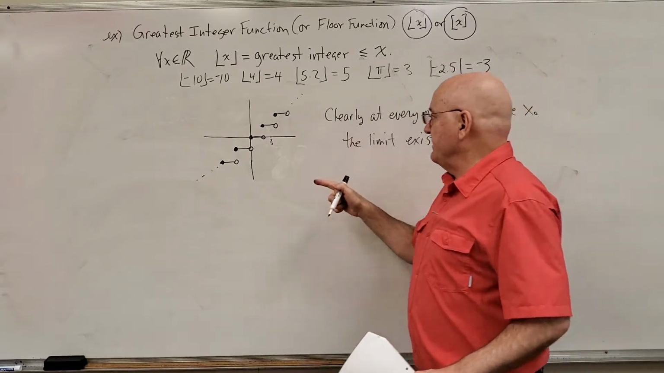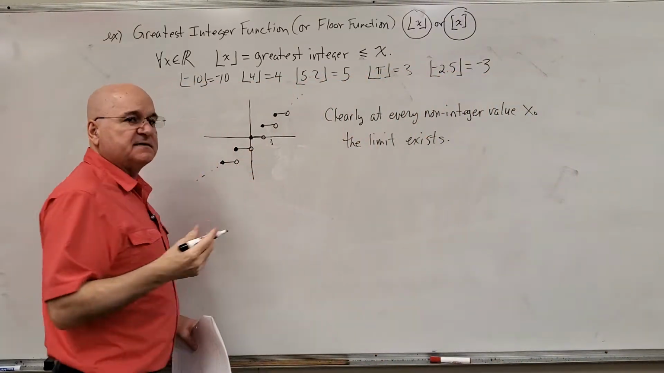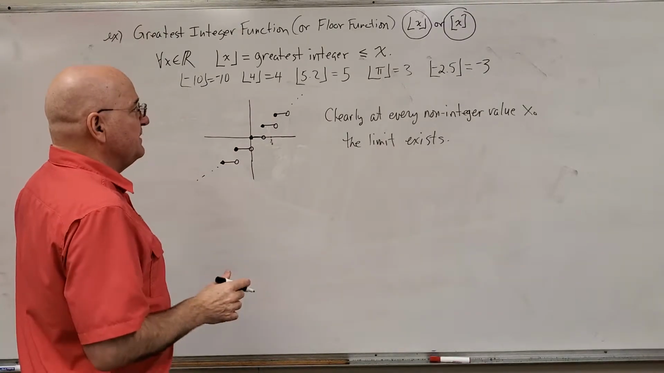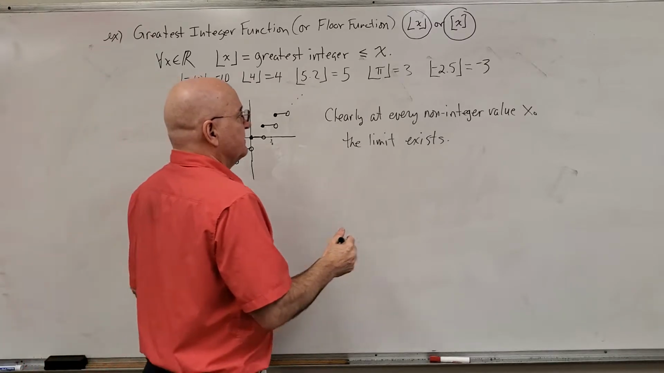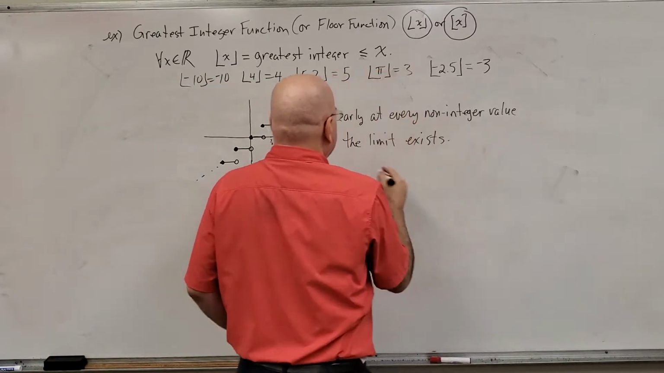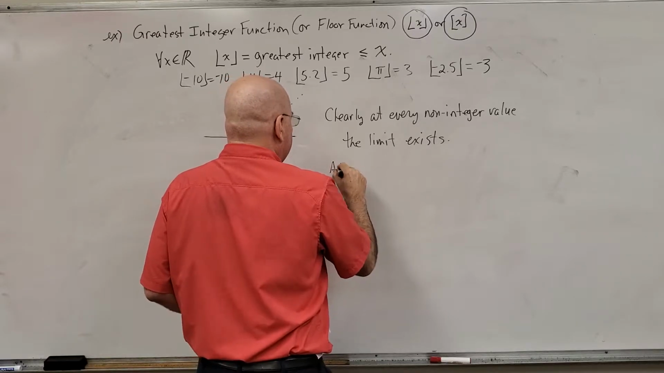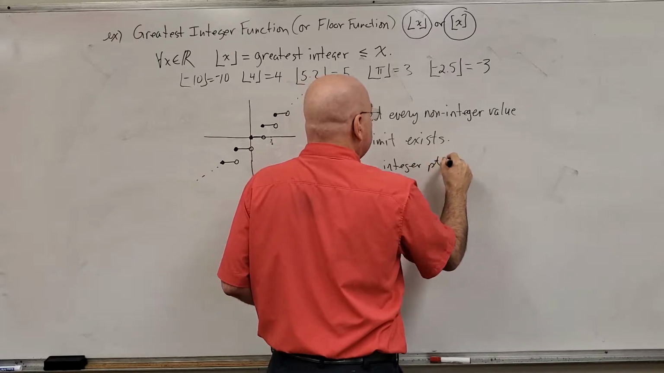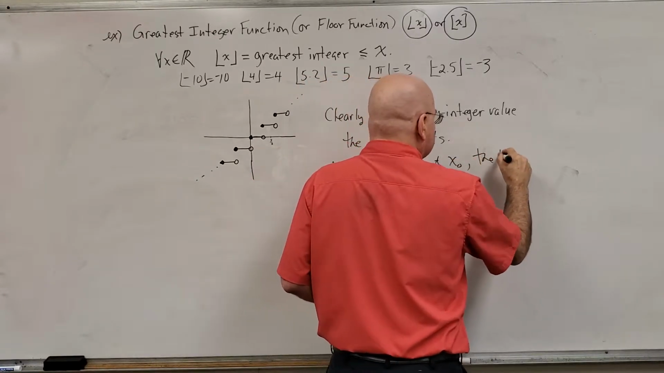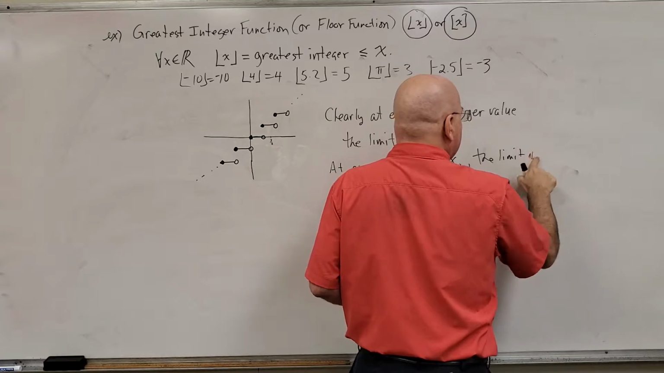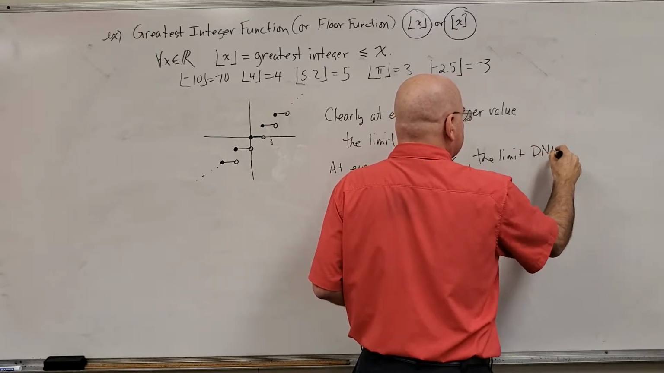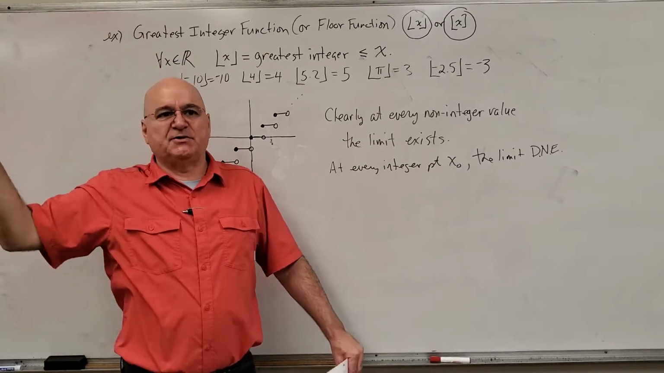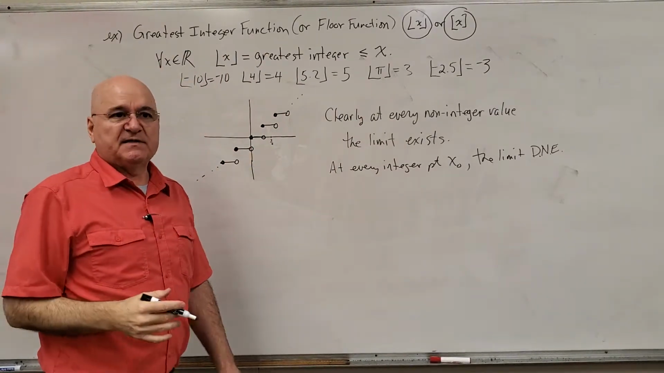The only thing we need to worry about is, does the limit exist at integer points? At every non-integer value x naught, the limit exists. And at every integer point x naught, the limit does not exist. And it's easy to see just by the graph. Pick an integer. Let's pick a nice easy one. Let's pick 0.